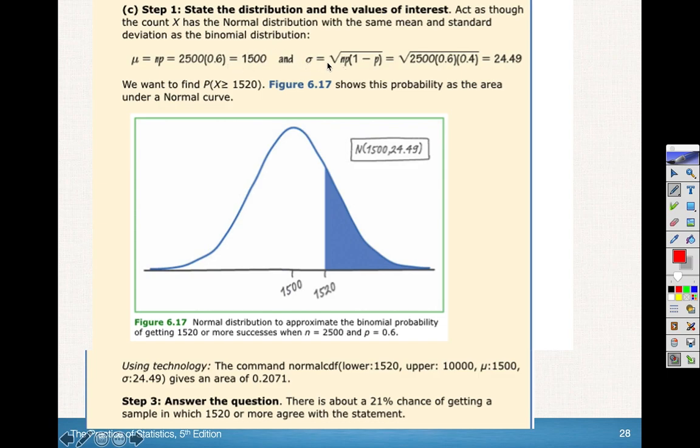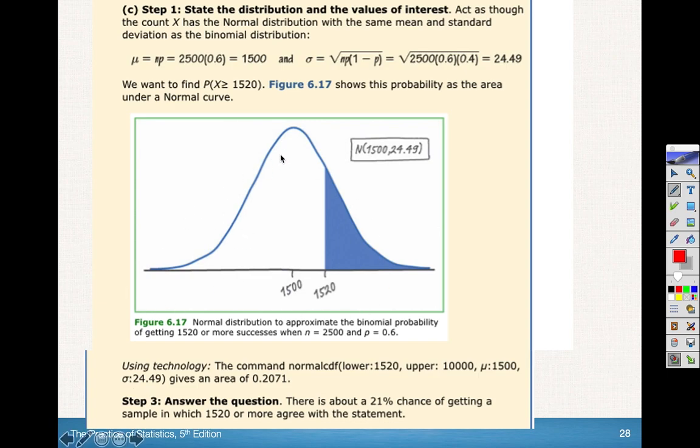Sigma, the square root of n times p times 1 minus p, is 24.49. So now think about what you have. You have a lower bound. You don't have an upper bound, so you put a huge number. You have a mean. You have a standard deviation. That's all you need to do a proper normal CDF.